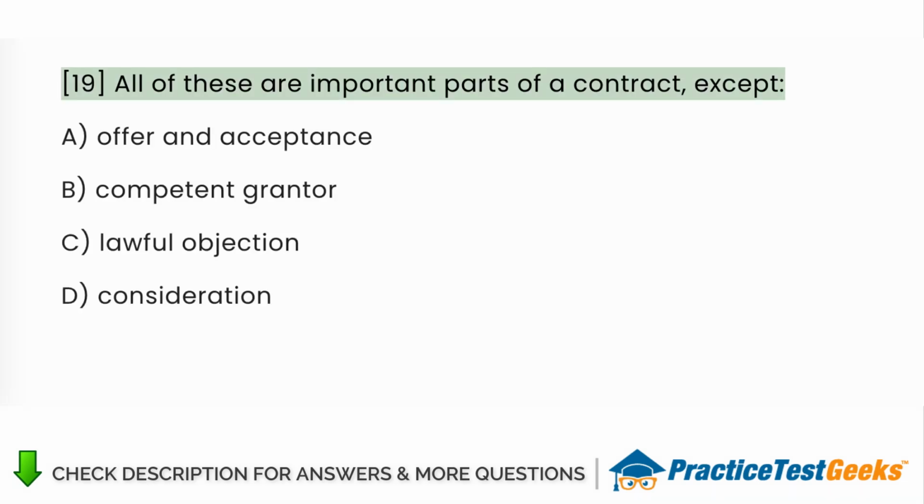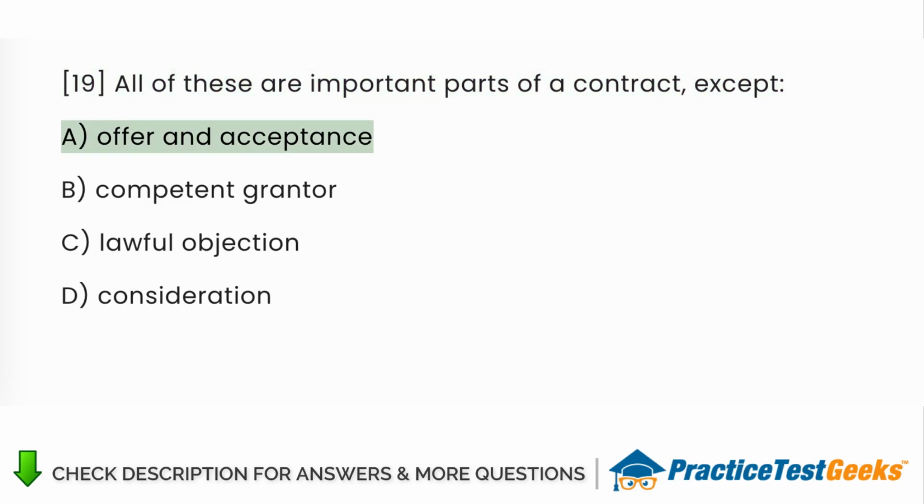All of these are important parts of a contract, except A. Offer and acceptance. B. Competent grantor. C. Lawful objective. D. Consideration.